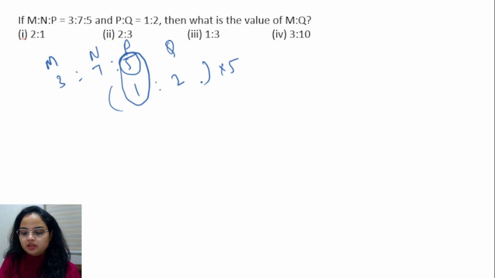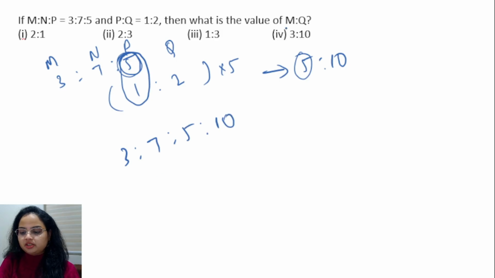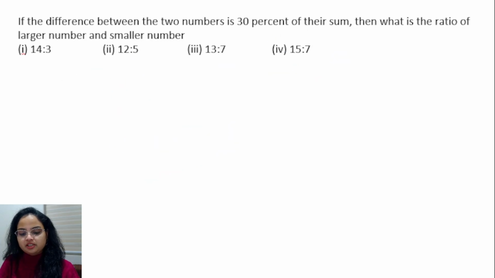Okay. So the ratio is what? 3 is to, sorry, the second ratio will be what? It is 5 is to 10. Okay, now we will combine these two ratios because the p value is same. Okay, it is 3 is to 7 is to 5 is to 10. Okay, what is the value of m is to q? This is m and this is q. M is to q ratio is 3 is to 10. Fourth option.